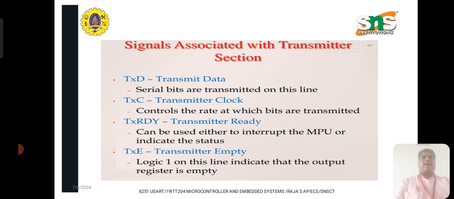TXC, the transmitter clock, controls the rate at which bits are transmitted. That is, bits come one by one, so there is a time period controlling the start and stop. For this, we are using the transmitter clock. TXRDY, transmitter ready, can be used either to interrupt the MPU or indicate the status. TXEMPTY, transmitter empty: logic 1 on this line indicates that the output register is empty.